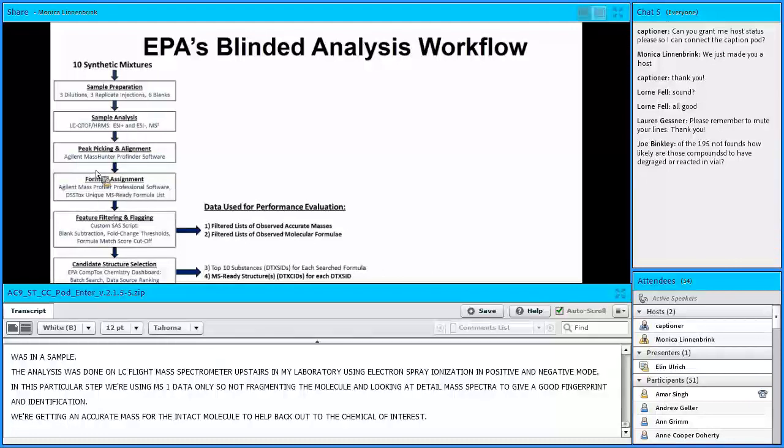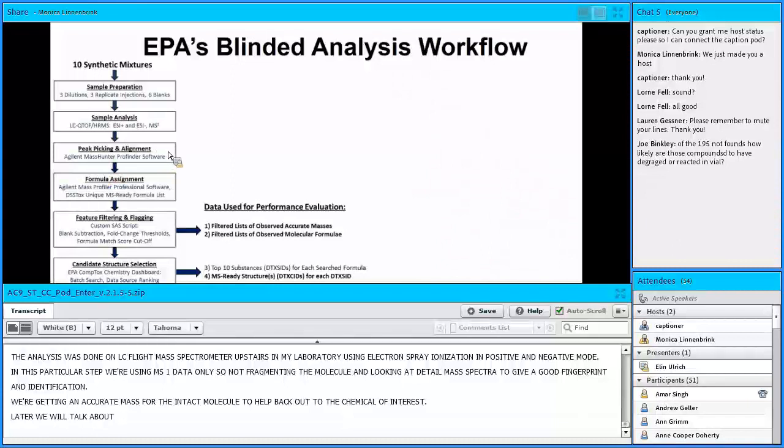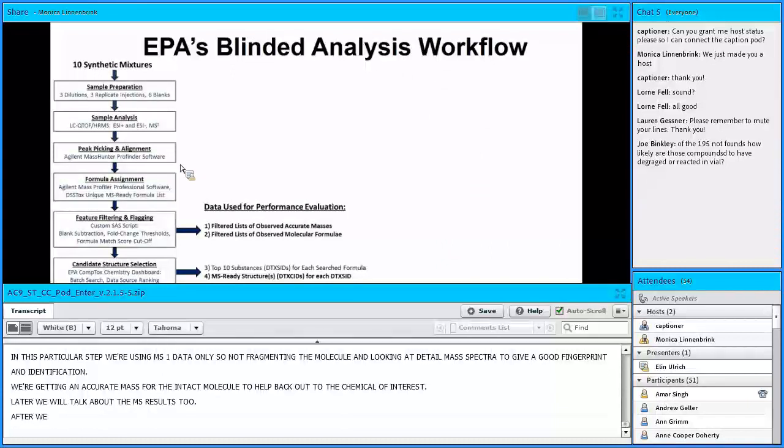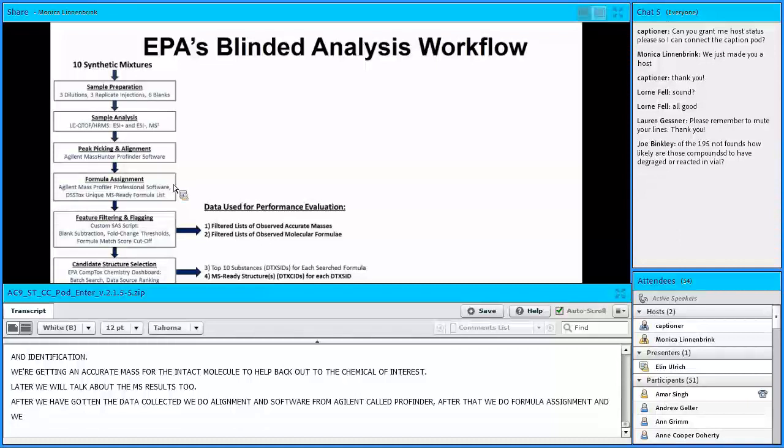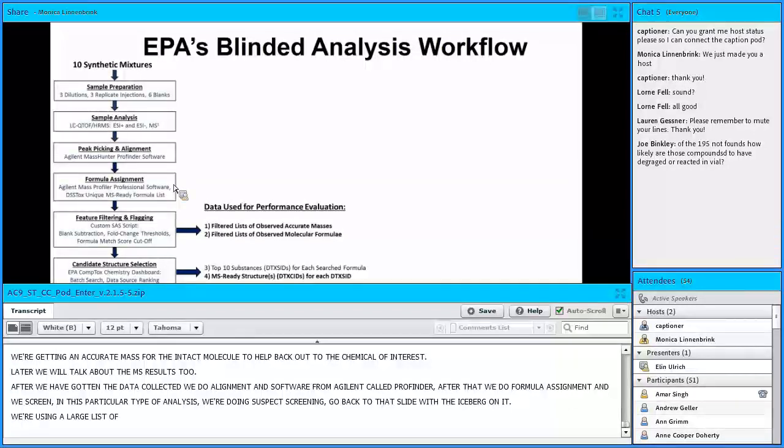Later, we'll talk about the MS-MS results too. After we've gotten the data collected, we do peak picking and alignment in a piece of software from Agilent called ProFinder. After that, we do formula assignment, and we screen. In this particular type of analysis, we're doing suspect screening. If we go back to that slide with the iceberg on it, we're using a very large list of suspect chemicals to screen against. And so we take the data from the mass spectrometer, we see if the masses show up on the DSS tox list, and start to put those things together.